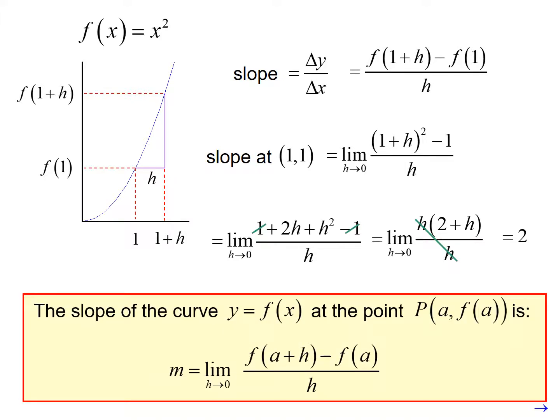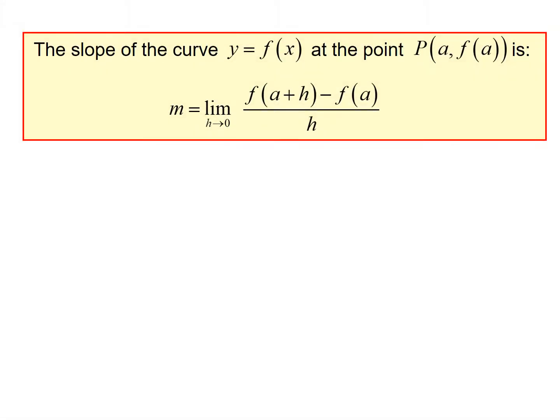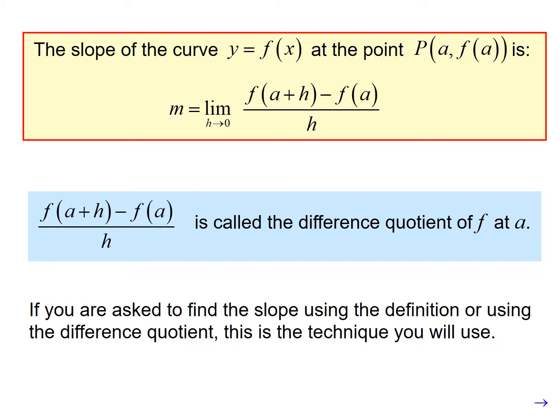So if you ever want to find the slope of a curve at a point, it's the limit as h goes to 0 of f of a plus h minus f of a over h. We call that, f of a plus h minus f of a over h, the difference quotient. So if we're told to find the slope using the definition or using the difference quotient, this is the method we're going to use.